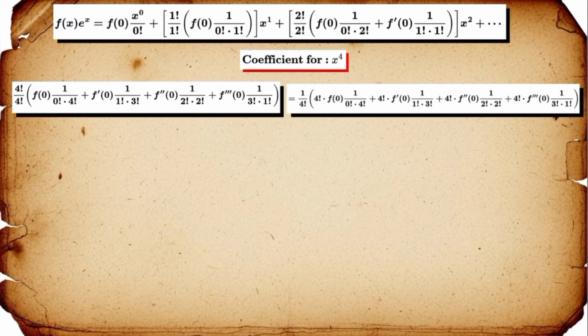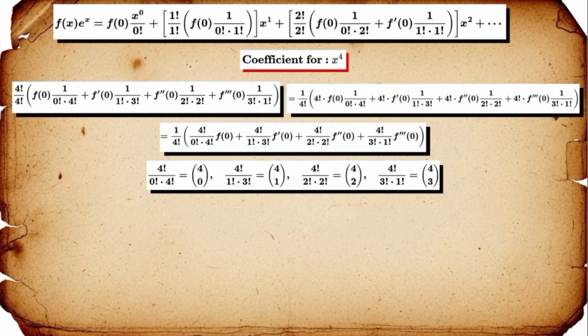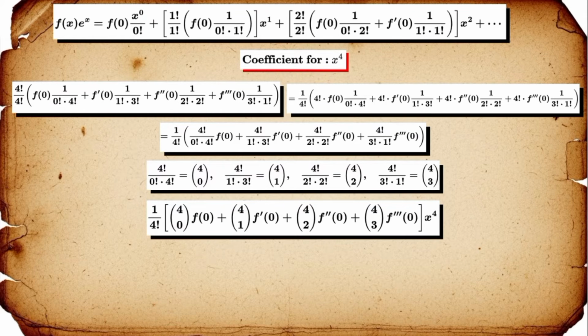Notice that these fractions are binomial coefficients. 4 factorial over 0 factorial times 4 factorial equals 4 choose 0. 4 factorial over 1 factorial times 3 factorial equals 4 choose 1. 4 factorial over 2 factorial times 2 factorial equals 4 choose 2. 4 factorial over 3 factorial times 1 factorial equals 4 choose 3.